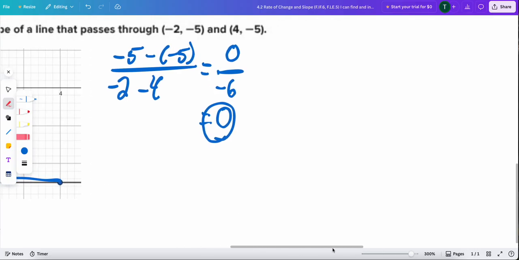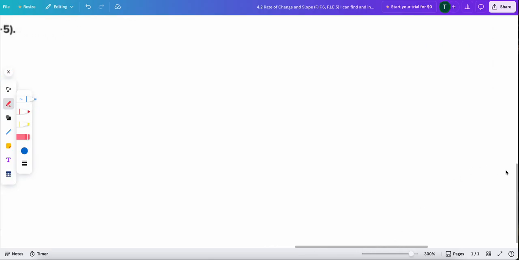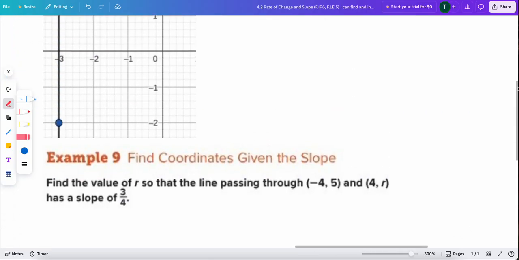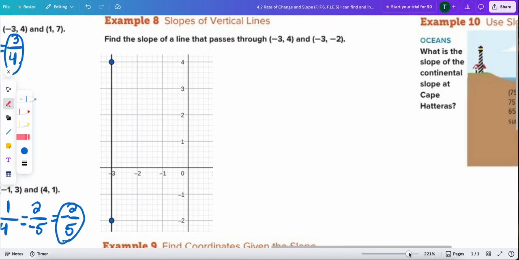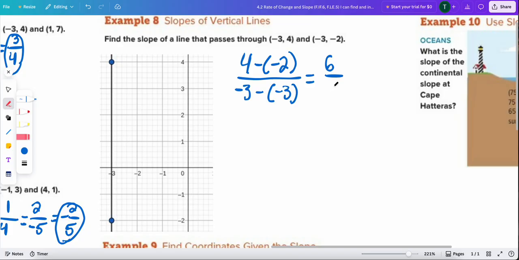Then we can have cases where it is going to be a vertical line. So we had our horizontal one, now we have this vertical. Let me zoom out a little bit. It says find the slope, so we'll do our y minus y. So 4 minus -2. The x for my 4 was -3. The x for my -2 was -3. 4 minus -2 is 6. -3 minus -3 is 0. You cannot divide by 0, meaning this slope is called undefined.